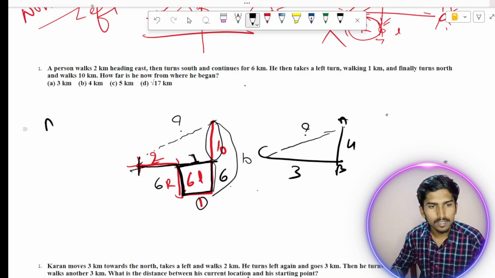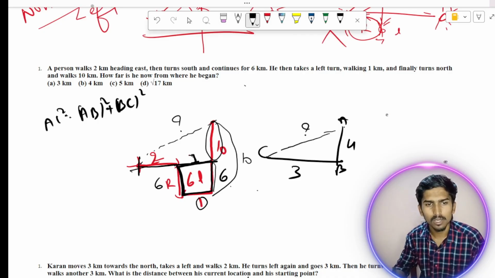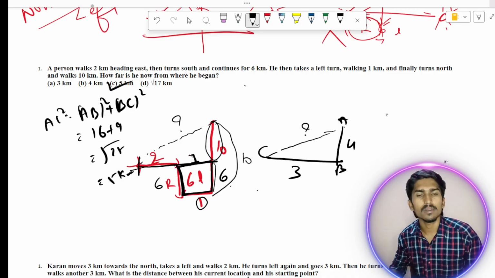That is what AC square is equal to. I have solved this nearly 2-3 times. You just go ahead: AB square plus BC square, directly solve. 4 square is 16, 3 square is 9, that is square root of 25, that is 5 kilometers. The answer is 5 kilometers. Very simple, panda.